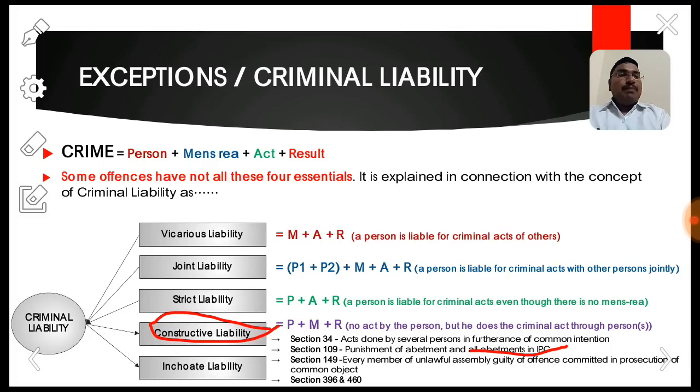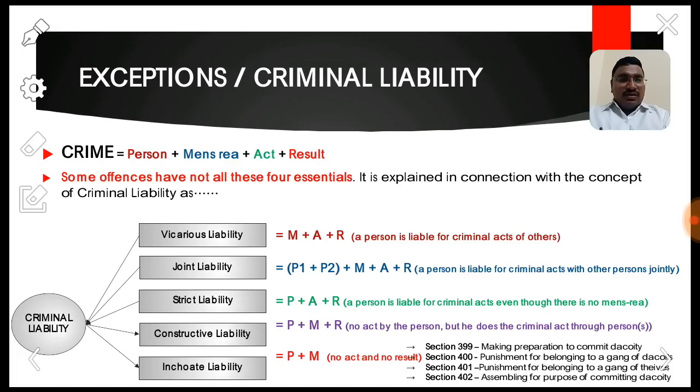A person abets some other person to kill a third person. The first person who abets the second person to kill the third person is not physically present at the time of committing the offense, but his mental presence is considered by the court. He should take the liability for his mental presence. It is the concept of constructive liability. Section 149, every member of an unlawful assembly guilty of an offense committed in prosecution of a common object, also comes under constructive liability. Next, sections 396 and 460 also deal with constructive liability. Just refer to these two sections, 396 and 460.